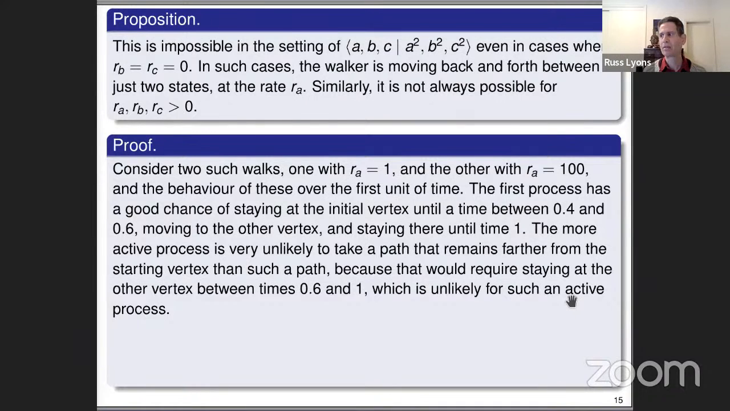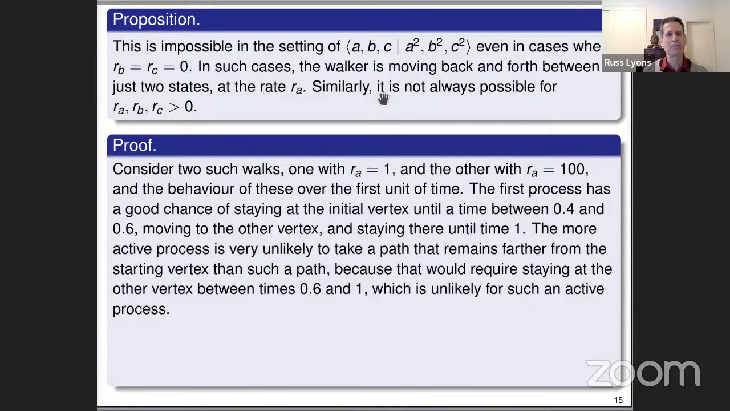Any questions on that? Oh, there was a question in the chat about the lazy version. So this is continuous time, and laziness is built into the fact that it's continuous time. Oh yeah, someone else answered that. It just delays things. RB and RC in this case are 0. We're doing the first case first. Any other questions?